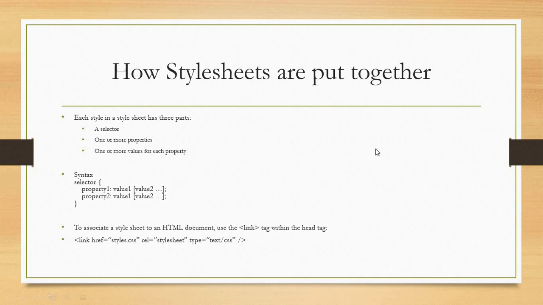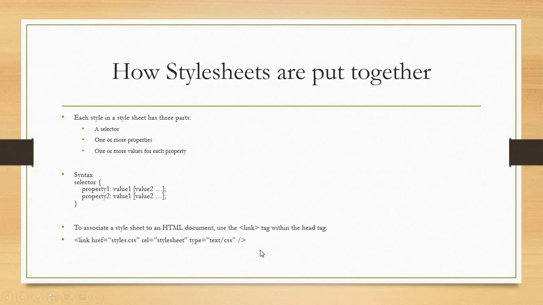So how are style sheets put together? You need a selector, some properties, and some values. So the syntax: our selector always goes before our brackets. Our property is always followed by a colon, then our values, and then we close them with a semicolon, and we close out our selector with a bracket.